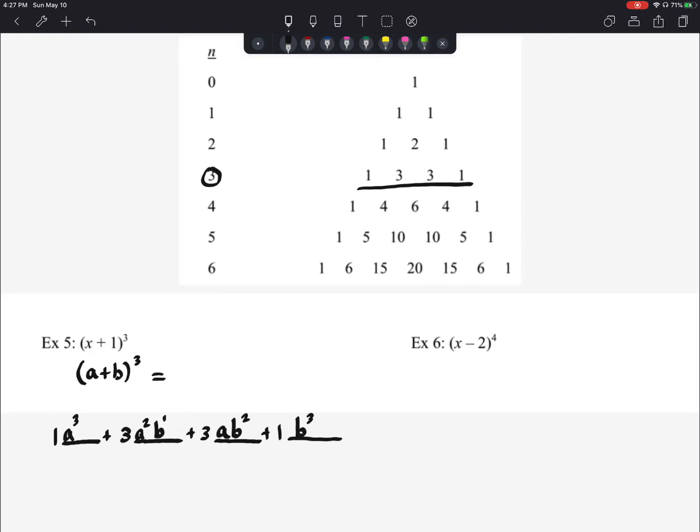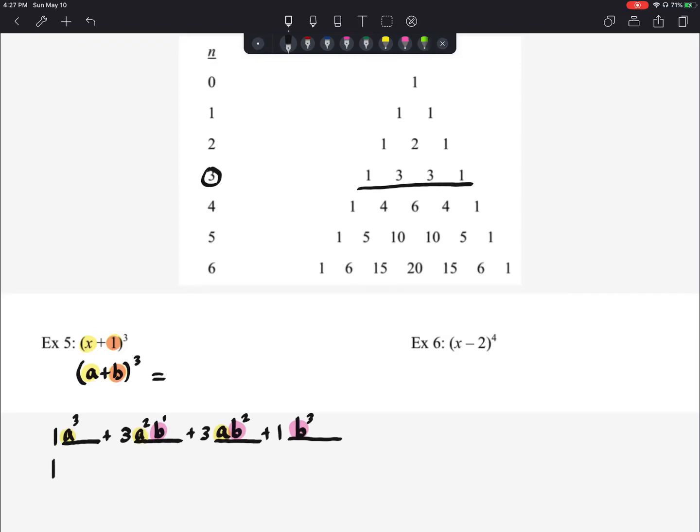Now, what are we going to do with this now that we have this? Well, we're going to treat our x value as a and our 1 as b. So wherever we have that a, we're going to substitute in our x. So actually, let me change the color here. For all of my a's, where I have an a, I'm going to substitute in an x value. And where I have a b, I'm going to substitute in a 1. So it'll look like this.